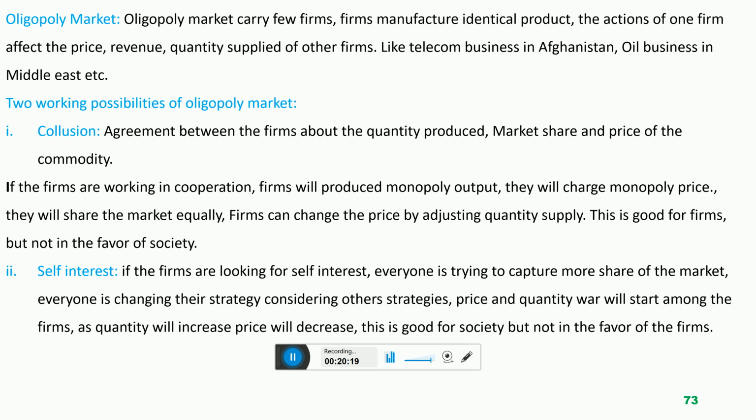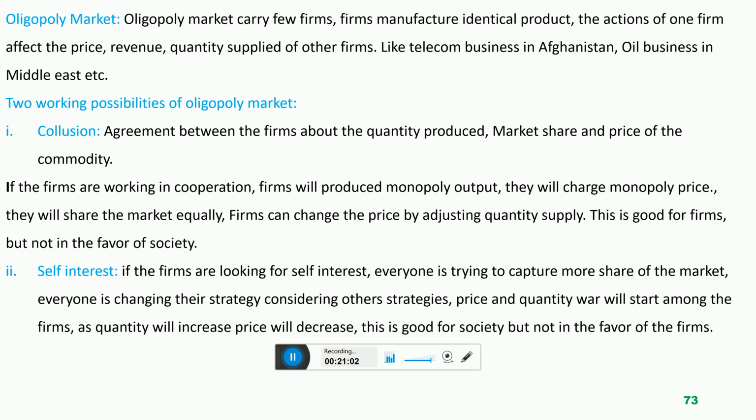The other companies will also use more raw material, more budget, advanced technology, and better production techniques to reduce the per unit cost, decrease the price and increase the sales. So there is a war between the companies. Everyone is changing the strategy, looking at the strategy of the other companies. Every company is thinking that I can sell more, I can earn more. So every company is changing the strategy, considering the strategies of others. And war starts among the companies.